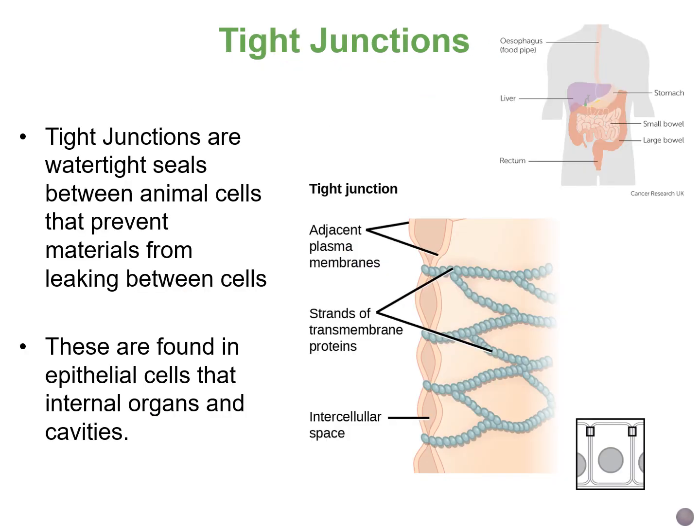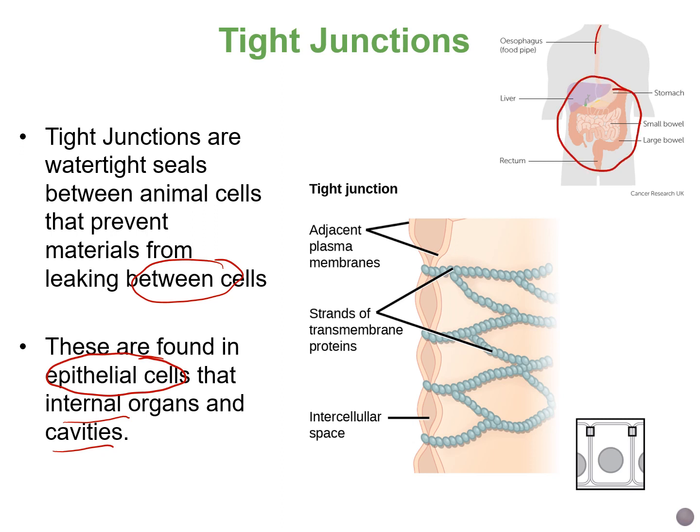Moving on to the types of junctions found in animal cells, the first type we're going to look at are tight junctions. Tight junctions are going to prevent things from passing between cells. And these are important, especially in the epithelial cells, the outermost layer of cells that line our internal organs and our body cavities. Let's take, for example, the intestines.